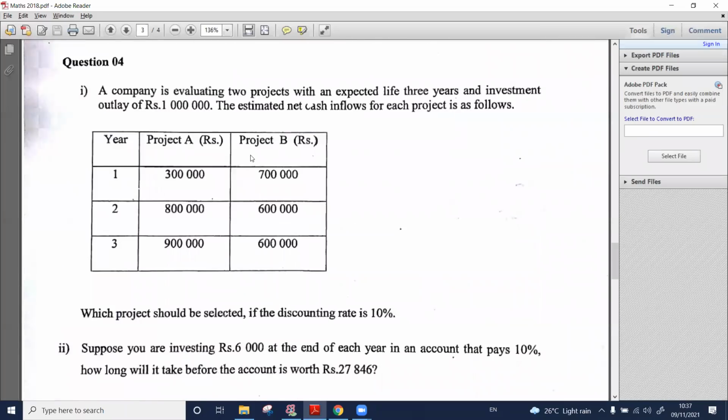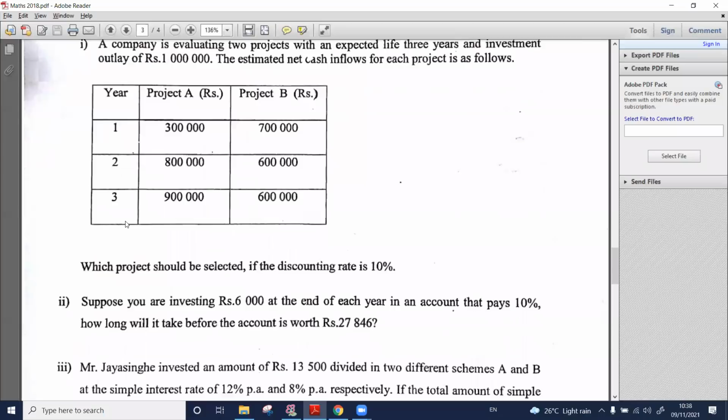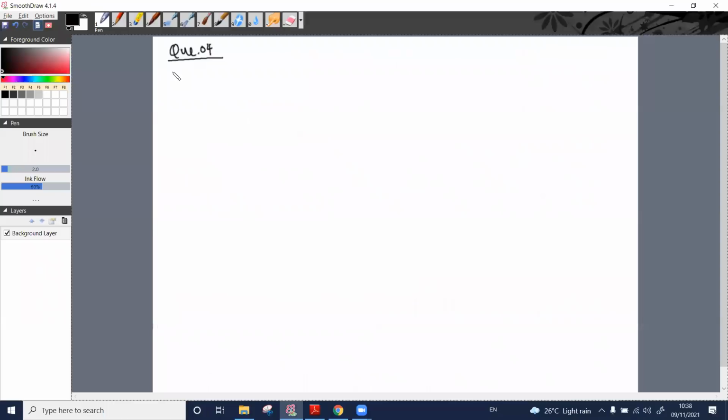A company is evaluating 2 projects with an expected life of 3 years and an investment outlay of 1 million for project A and project B. For both projects, the investment outlay is 1 million. The estimated net cash inflows for each project are as follows, for the 3-year period. Which project should be selected if the discounting rate is 10%? That is part 1.